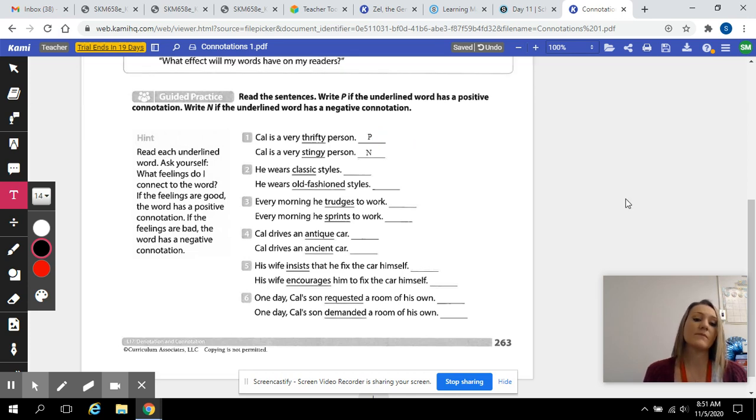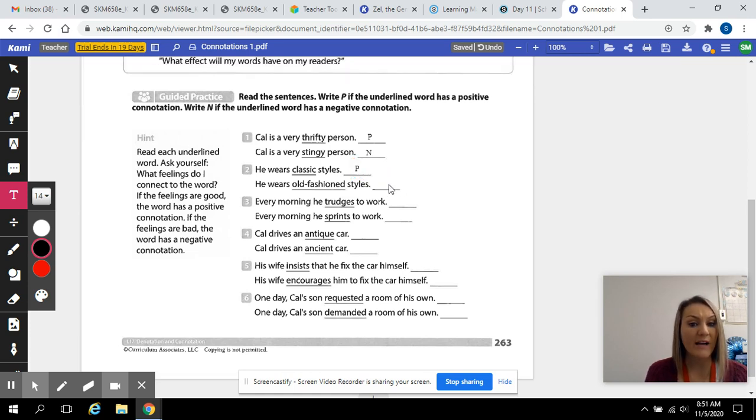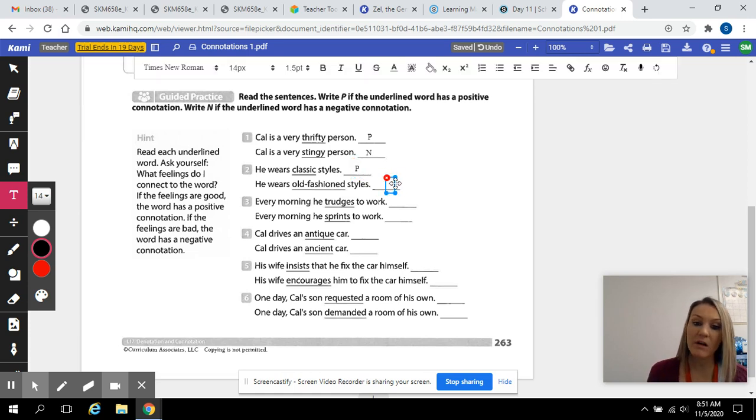Let's do another one together. He wears classic styles. He wears old-fashioned styles. If I think of someone wearing classic, I think they wear old stuff, but they make it look nice. So I think that's a positive. And when I think of someone wearing old-fashioned, I'm like, oh, they're wearing old clothes. That's a negative.